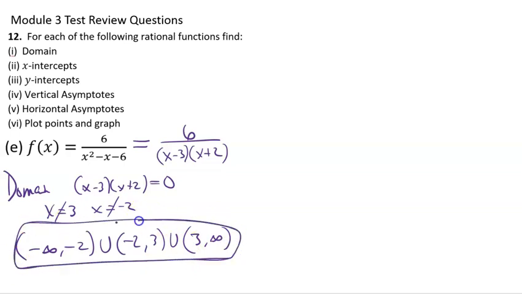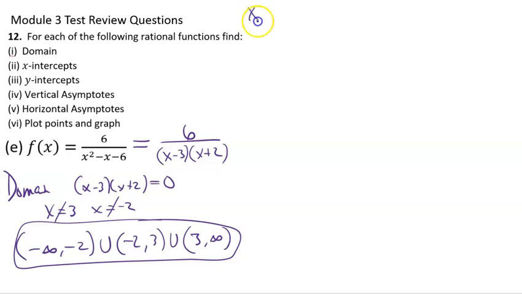That's my domain. Domain's what you're allowed to plug in. Where it's undefined is what you're not allowed to plug in. It's really the same question. So the homework will ask a lot about undefined, and you would just type in -2 and 3 as where it's undefined. Domain is the same question, but it's asking really where the function is defined, which is, again, the values you're allowed to plug in.